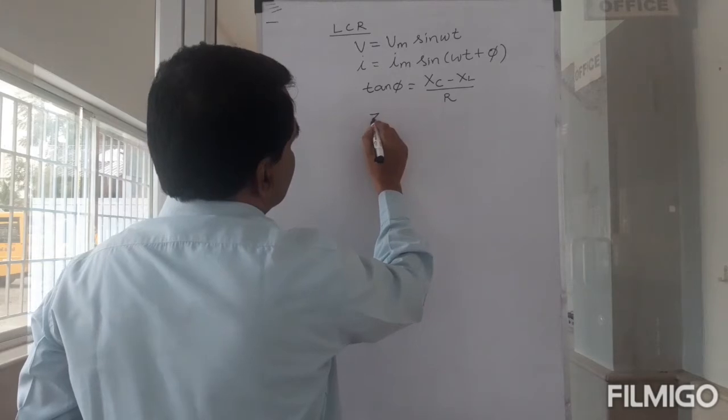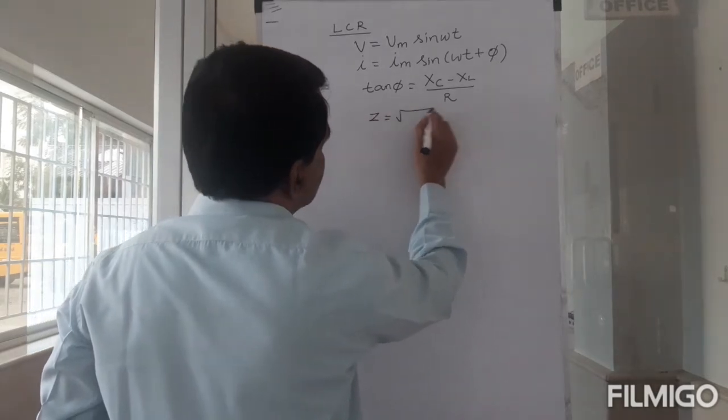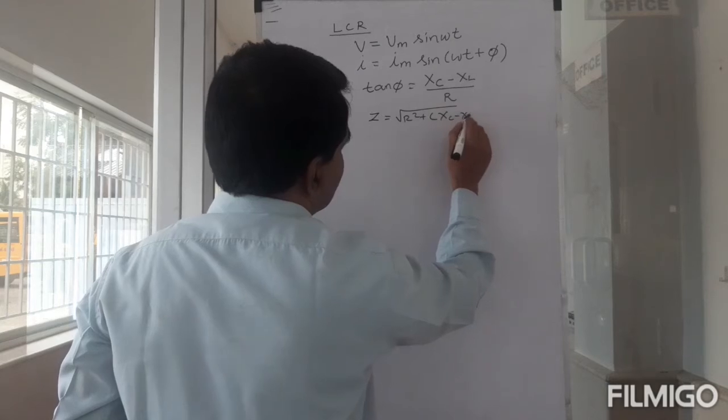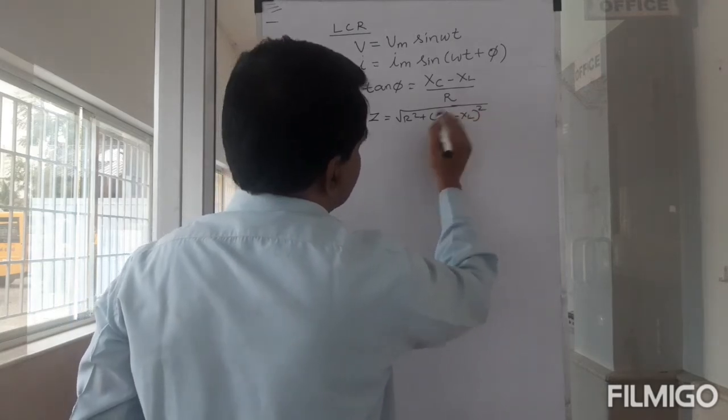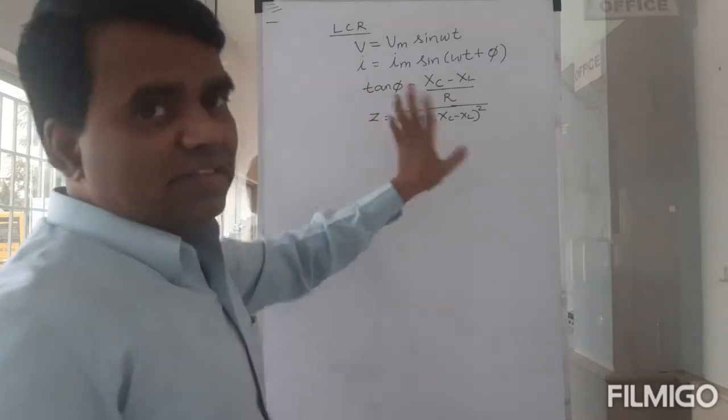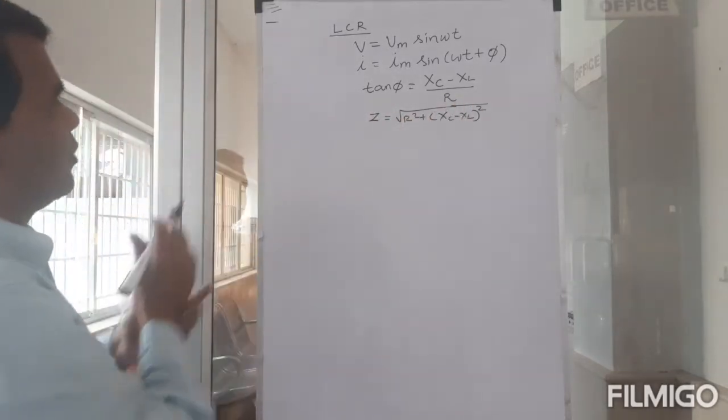Next, Z is equal to the square root of R squared plus XC minus XL whole squared. This doesn't matter; this will become positive, whether XL minus XC or XC minus XL. So this is what we found.